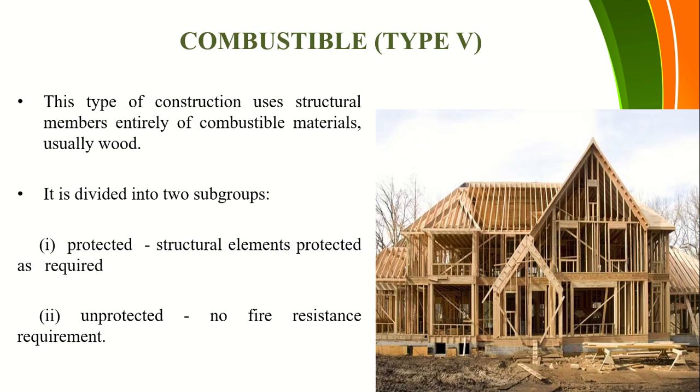Last is type 5, which is again combustible. Now this is exclusively interior and exterior, all the members are made up of a combustible material, mostly wood. If you consider a wooden framed structure, all the elements, walls, etc., are made with wood. The frame is made up of timber, and the walls and the roof are completely made with a plywood sheet or a veneer sheet. Everything is combustible, everything can catch fire easily. That's called a combustible type 5 building.